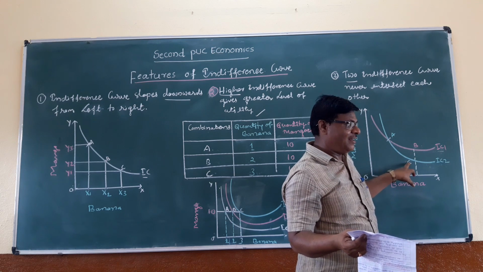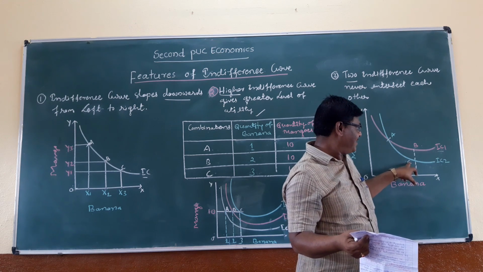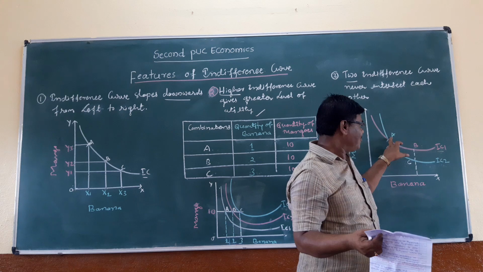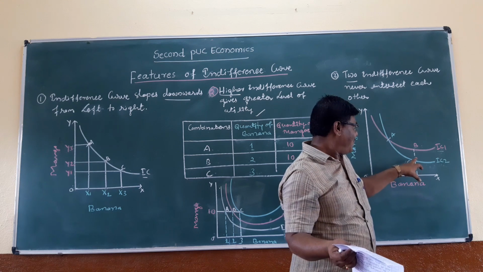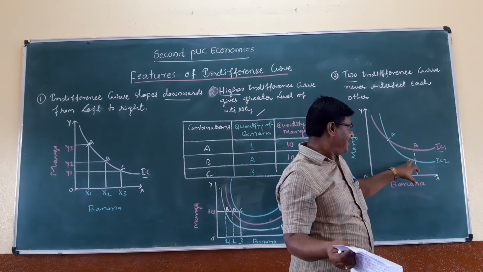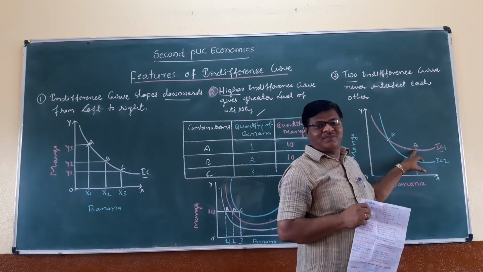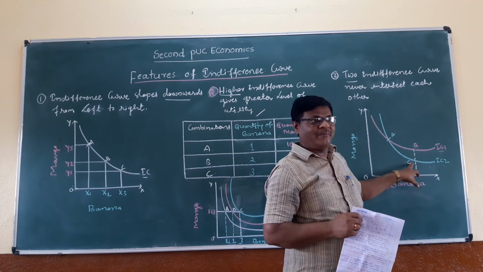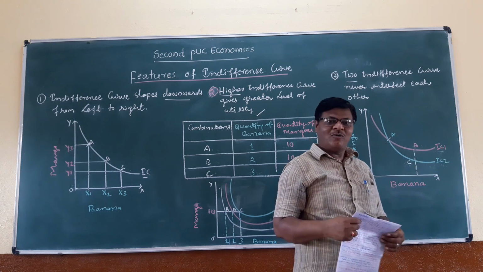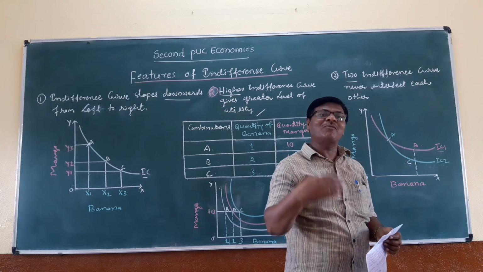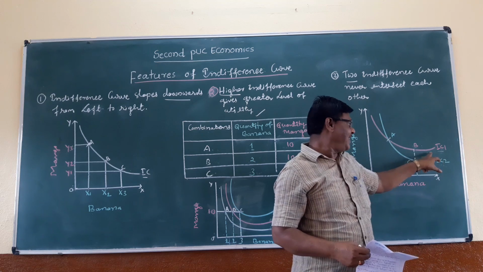A and C lie on the same indifference curve too. A and C give the same level of satisfaction to the consumer. When B and C are compared, B gives more satisfaction than C, because B has more bananas and more mangoes. So the one indifference curve gives more satisfaction than IC2.